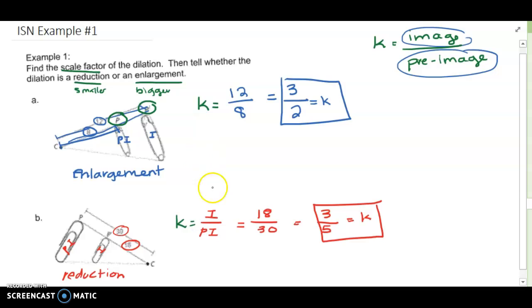All right, so when we looked at this part B, I noticed my P prime is here and my P is here, which means this is my pre-image. I start with my P, my pre-image, and I end up with my P prime, which is my image. So we are getting smaller, so that tells me it is a reduction. Okay, then I go to my scale factor. Now remember, my scale factor is image over pre-image. Well, if this is my image, I want to know the distance right here, which is 18, over my pre-image, which is 30. So 18 over 30 reduces to 3/5.